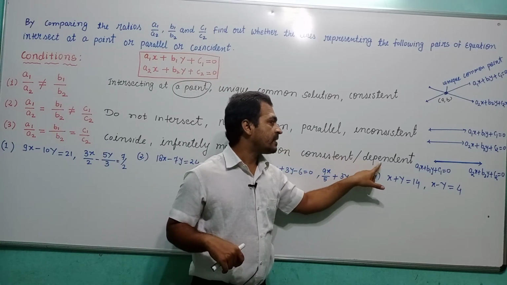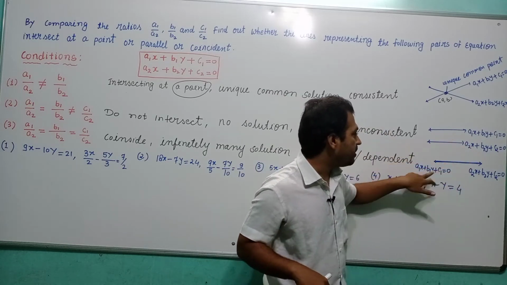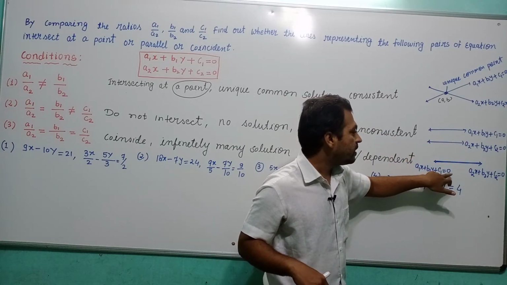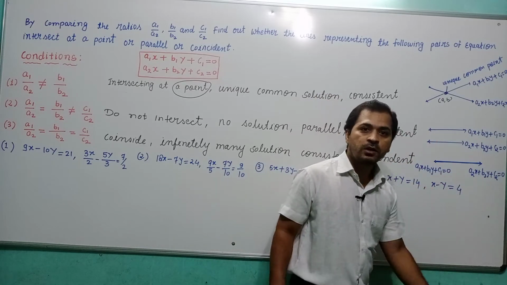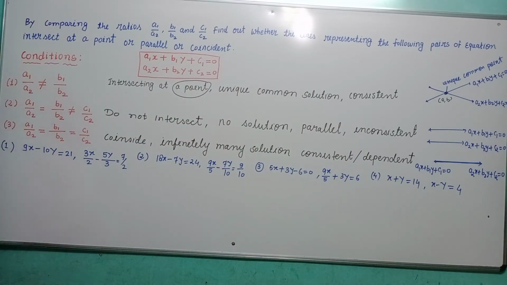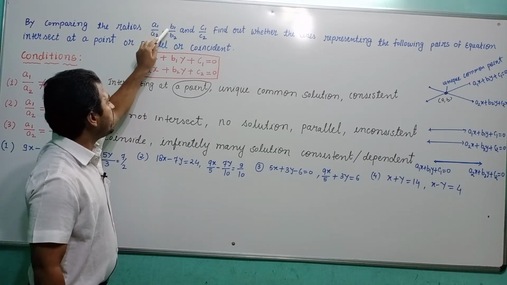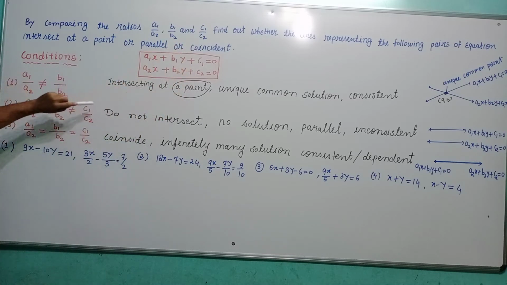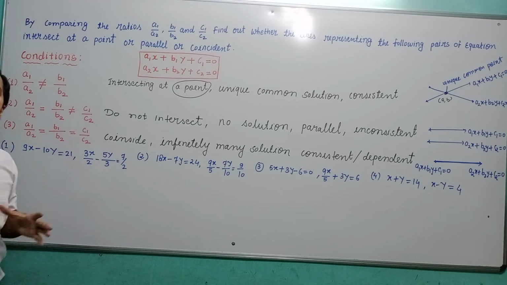Many times we also say that they are dependent, meaning one line a1x plus b1y plus c1 equals 0 is overlapping the other line a2x plus b2y plus c2 equals 0. Okay students, as per the direction, we have to compare a1 by a2, b1 by b2 and c1 by c2. We have to check which condition is satisfied here, and on the basis of these conditions we will write our result. So first of all, your target should be what?